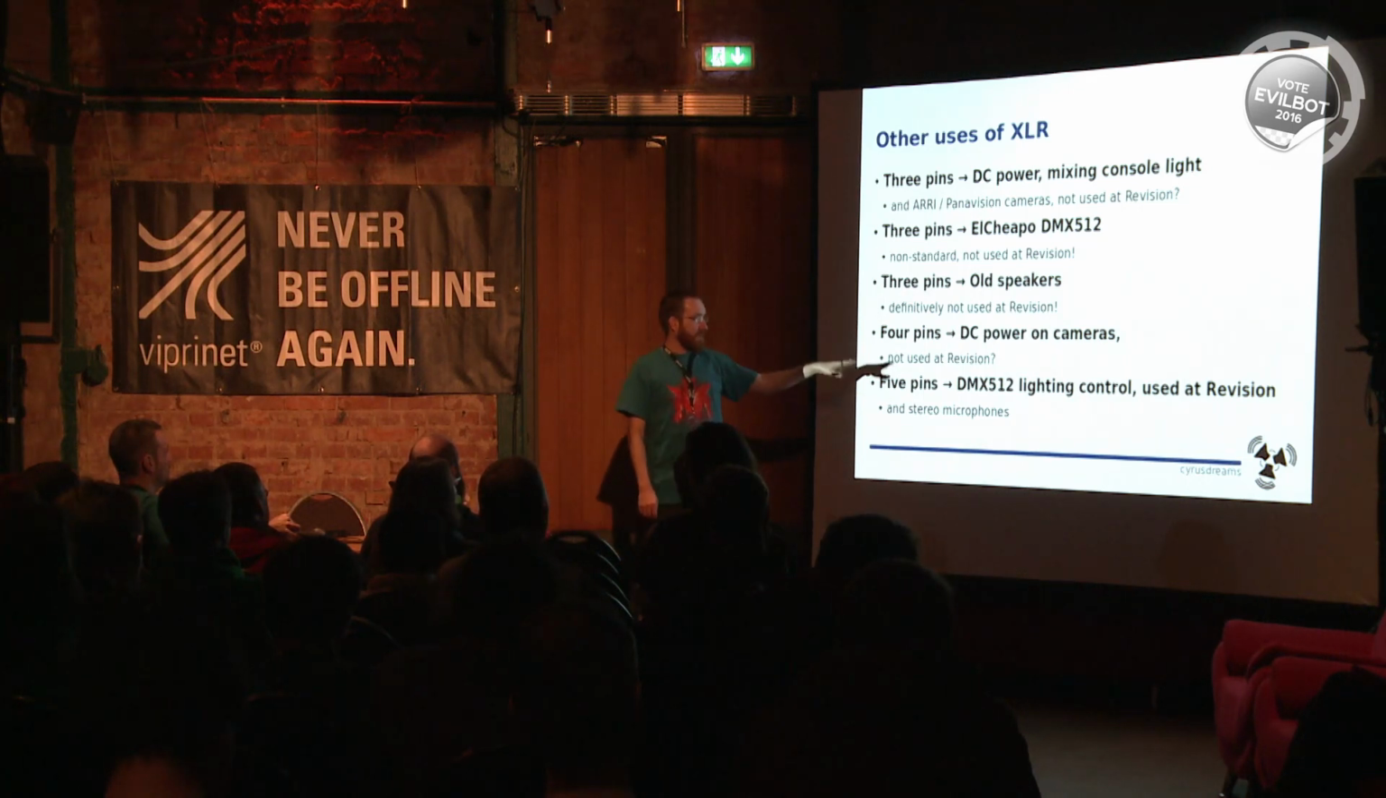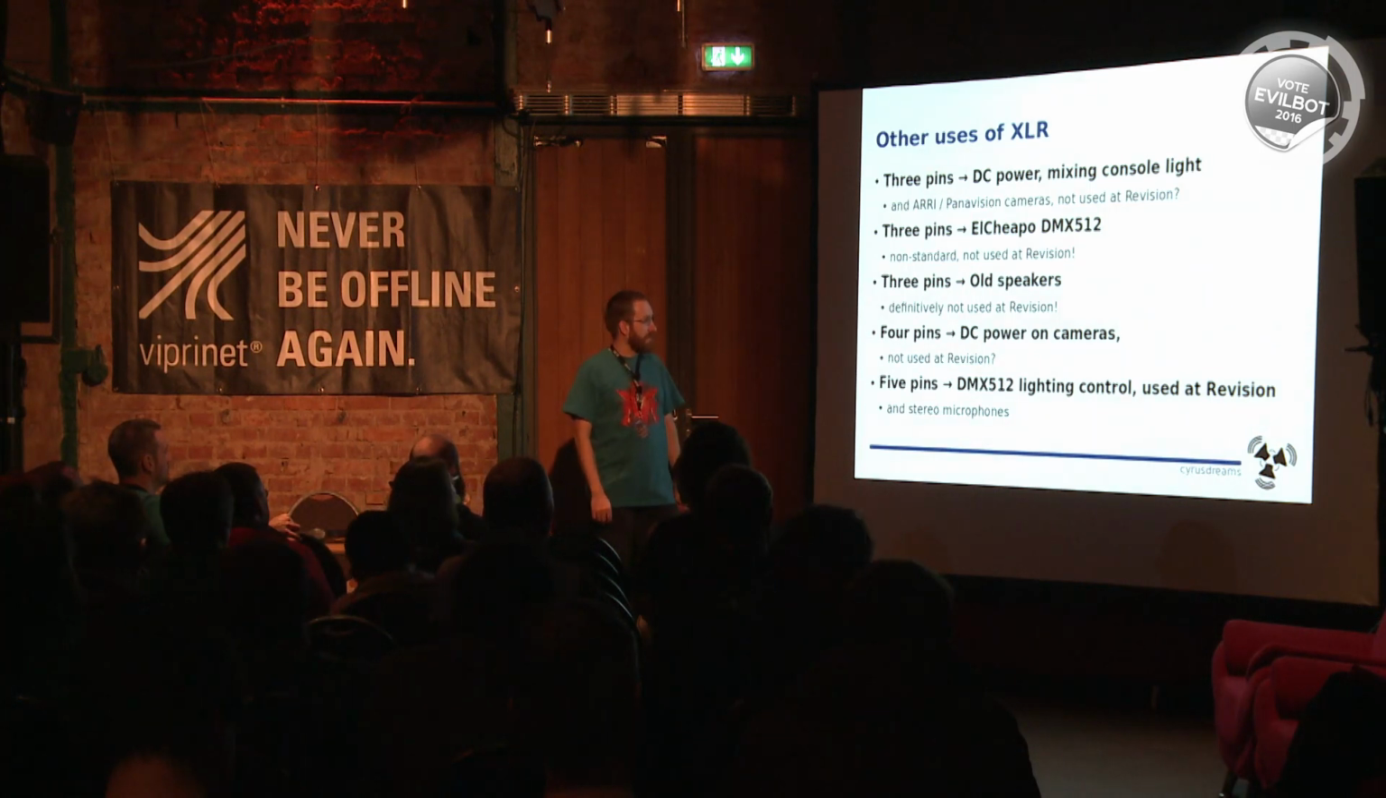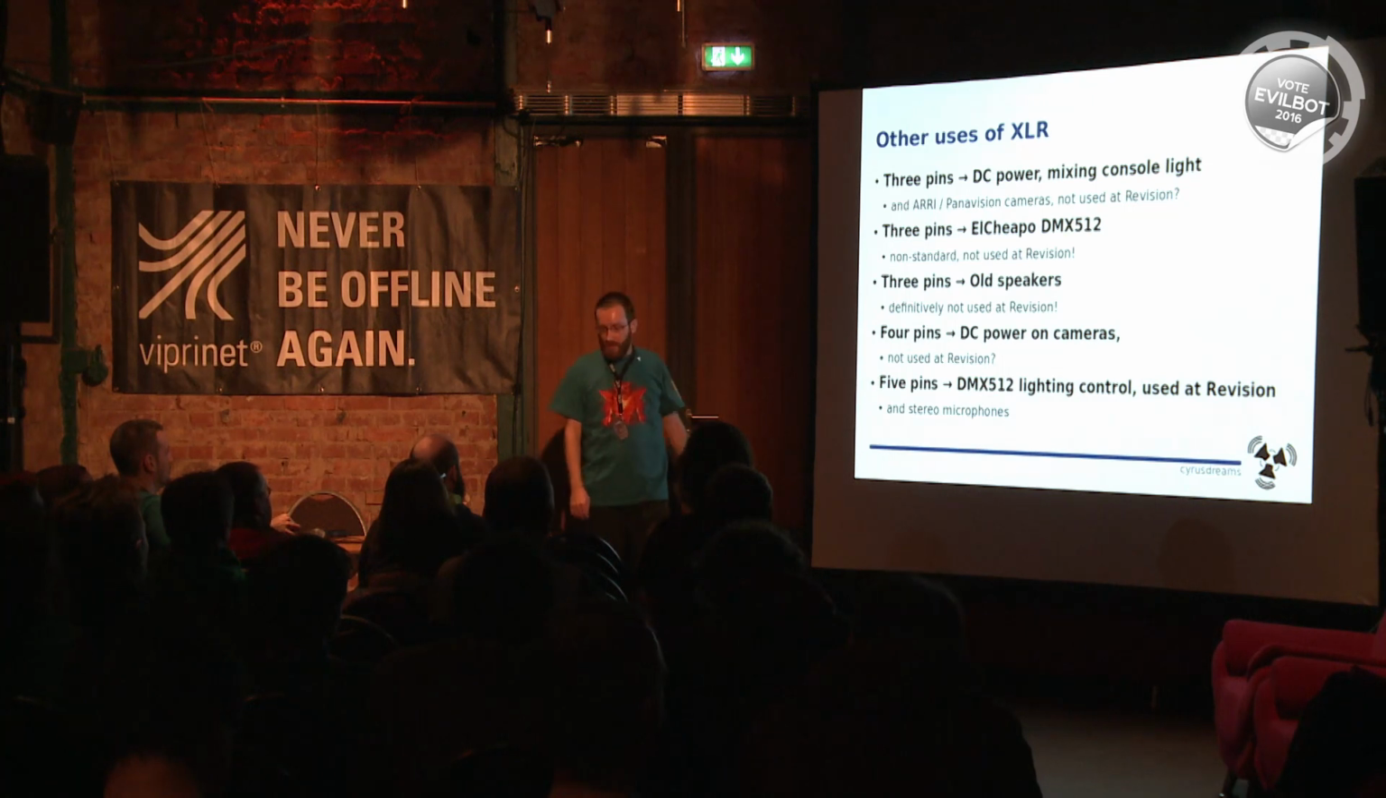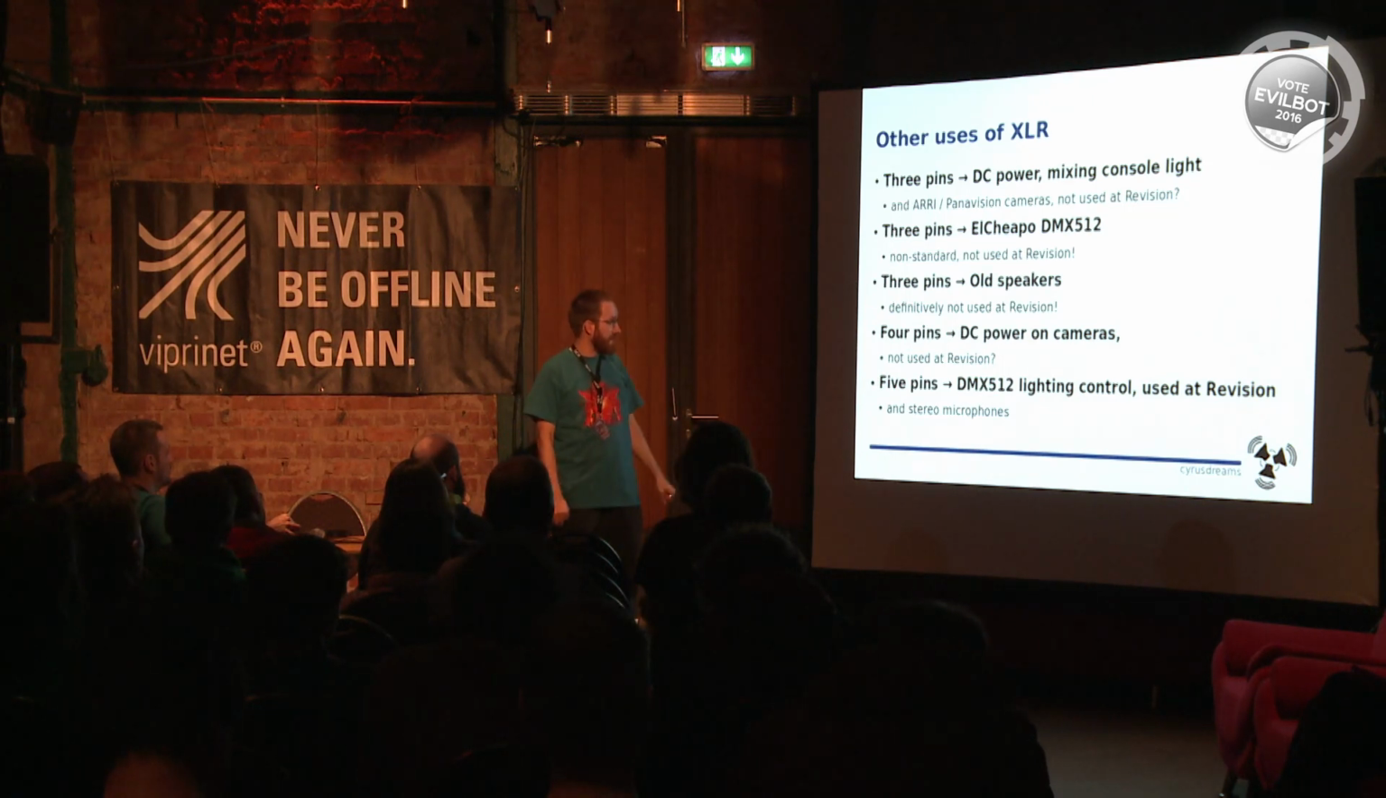4 pins are used for DC power on cameras. I don't think we have that. And the 5-pin is for lighting; we'll see on a later slide what DMX 512 actually means. So it's an interface.